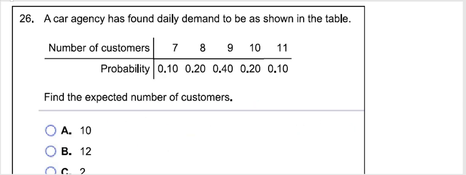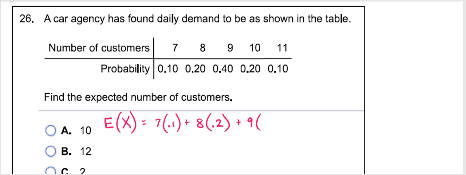Number 26. A car agency has found daily demand to be as shown in the table. So the number of customers range from 7 to 11, and you see the respective probabilities. So it says to find the expected number of customers. The expected value of our random variable will be 7 times 0.1 plus 8 times 0.2 plus 9 times 0.4 plus 10 times 0.2 plus 11 times 0.1.